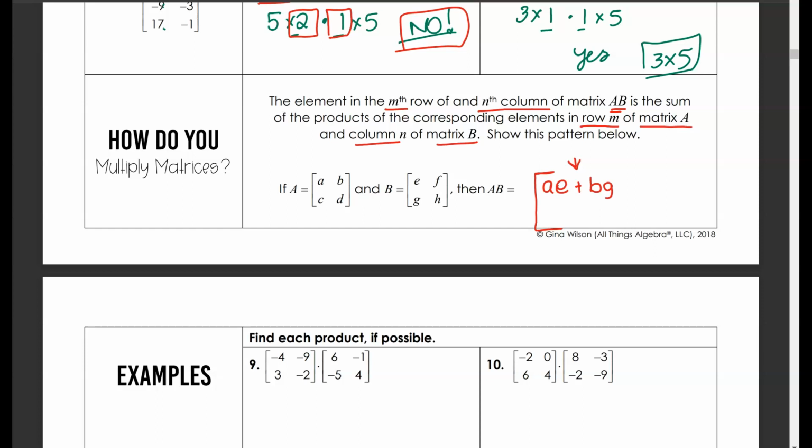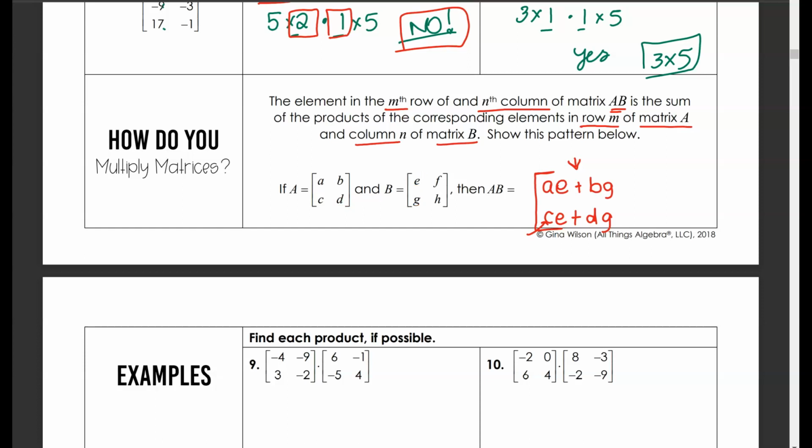Now let's take a look at the next one. For the next one, we would take C and multiply it by E. And then we would add and take D and multiply it by G. So we are taking this row and multiplying it by this column. And that gives us the lower element.